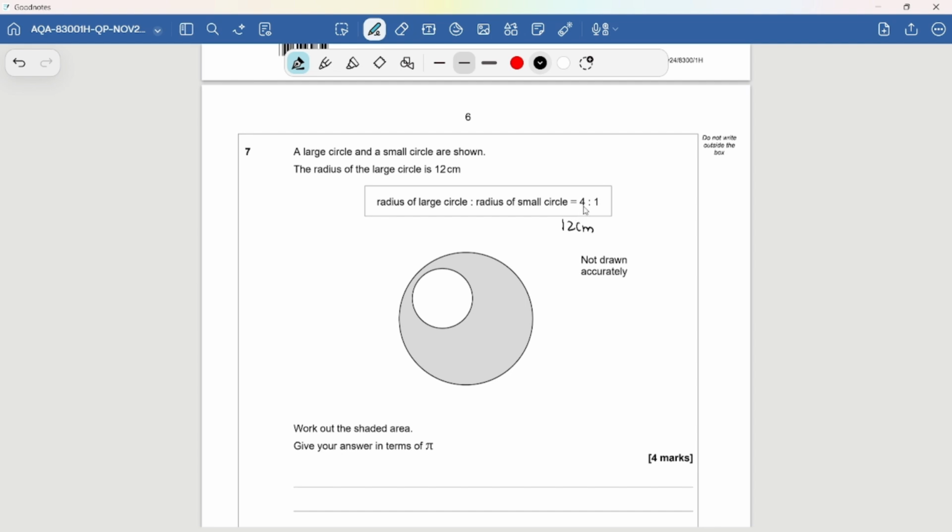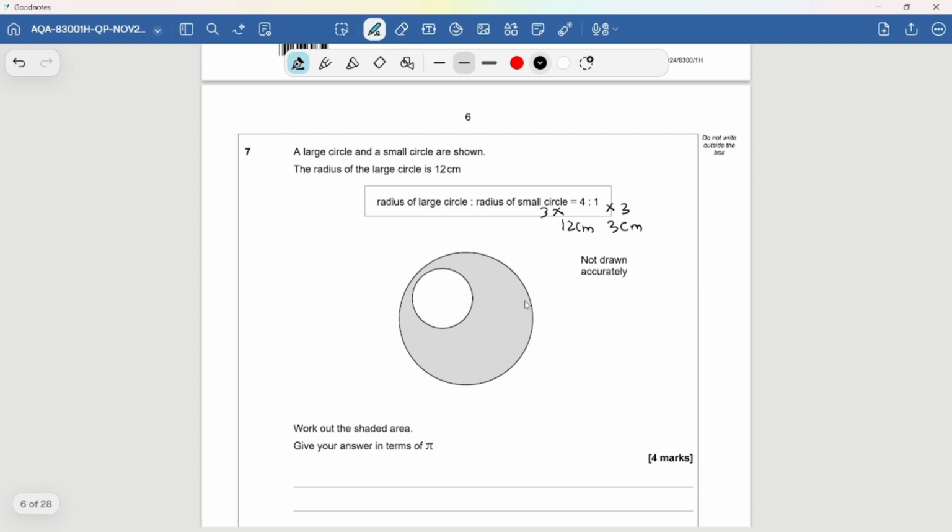So we can manipulate it in this way. How do you go from 4 to 12? You times it with 3. So you times this also by 3. So 3 times 1 gives you 3. So the radius of the small circle is 3 centimeters. We have got the radius of the small and the large circles. We have to find the shaded area.